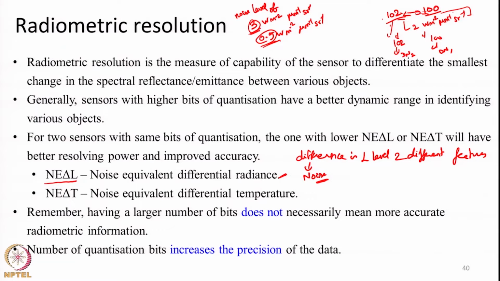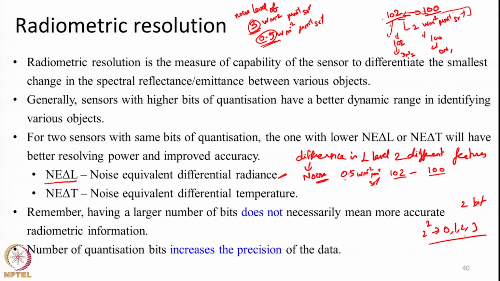Okay. 102, 100 radiance value from two features, let us say the noise is 0.5 watt per meter square per micrometer per steradian. So, these two will be detected by the sensor as two different features, that is fine. But let us say I am just going to use a 2-bit quantization.